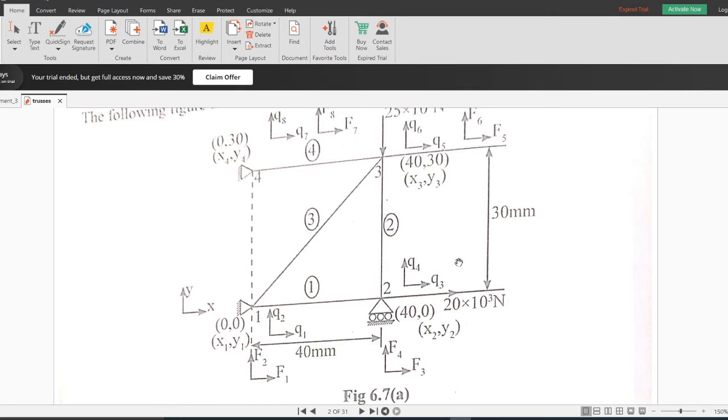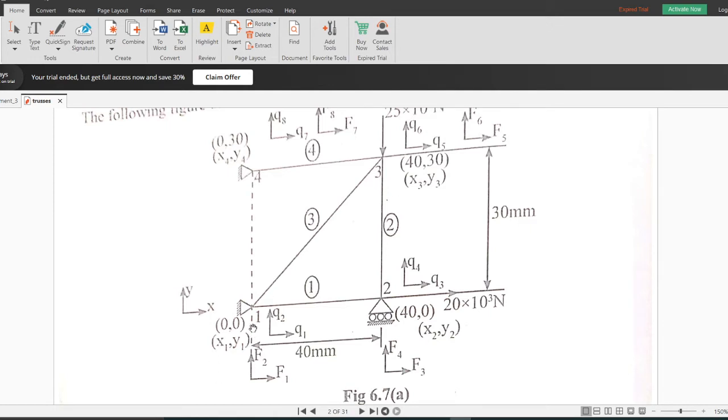For element 2, what is the initial node? Two, sir. Final node? 3. For element 3, what is the initial node? 3, not 1. Final node?